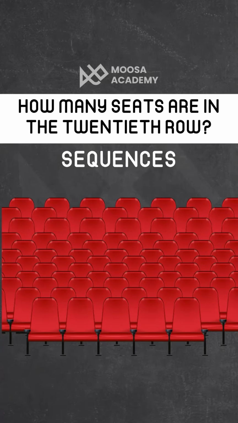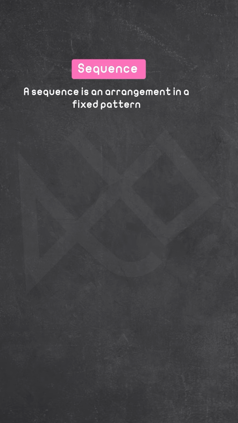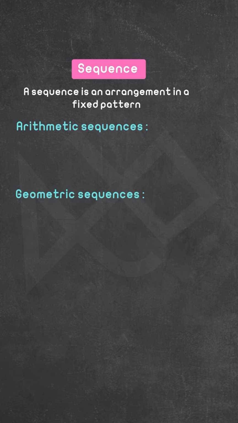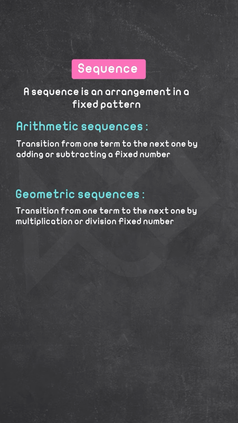What are sequences? A sequence is an arrangement following a fixed pattern. And we have two types of sequences, arithmetic sequences and geometric sequences. In an arithmetic sequence, the transition from one term to the next one is done by adding or subtracting a fixed number. And in a geometric sequence, the transition from one term to the next one is achieved by multiplying or dividing by a fixed number.